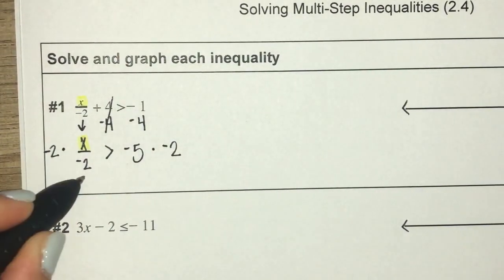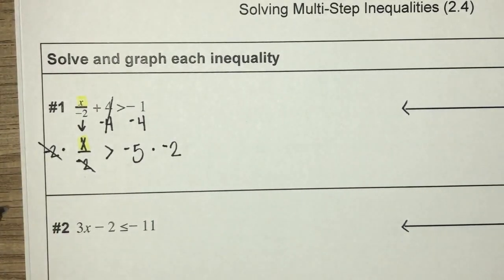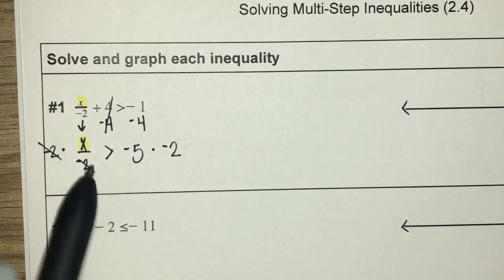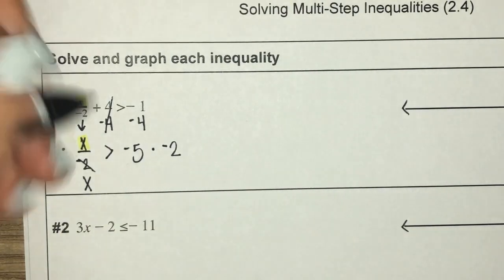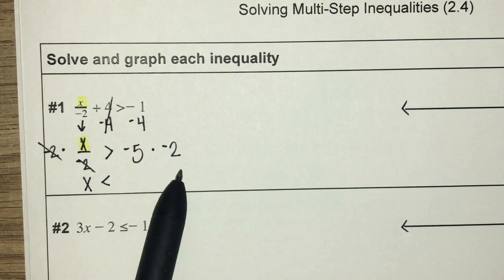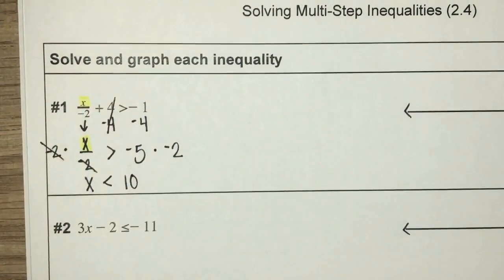So multiplying by -2 and dividing by -2, those undo each other. And then I'm just left with x. I multiplied by a negative number, so I need to flip my inequality symbol. So it goes from pointing to the right, it'll now need to point to the left. And then -5 times -2 is positive 10, since a negative times a negative is a positive.